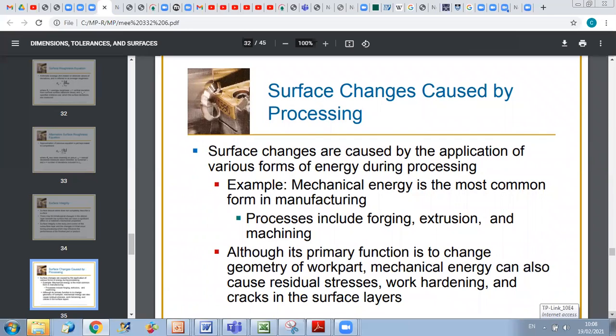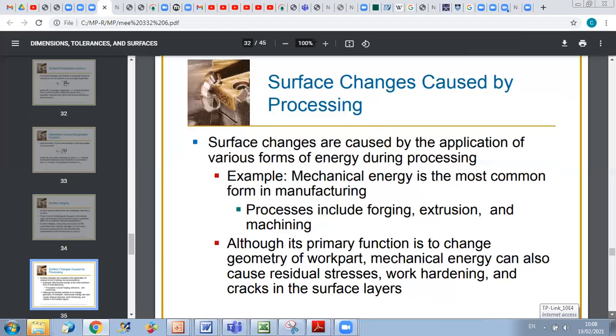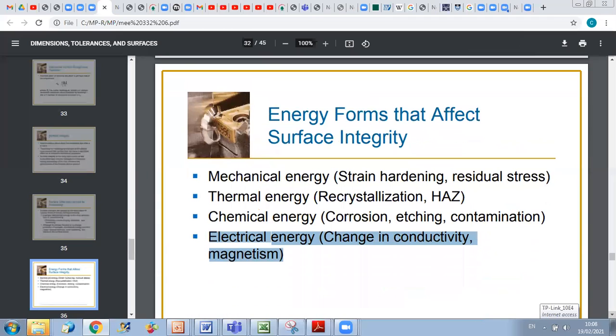For example, one of the most common types of energy that will affect this surface layer is mechanical energy. When you do processes like forging, extrusion, and machining, these processes have the function of changing the geometry of the work part, but this mechanical energy can also cause residual stresses in this sublayer, can cause work hardening of the material, and can cause cracks in the surface layers. In this way, mechanical energy will affect the integrity of the surface. Now we have many other energy forms that can affect the surface integrity.